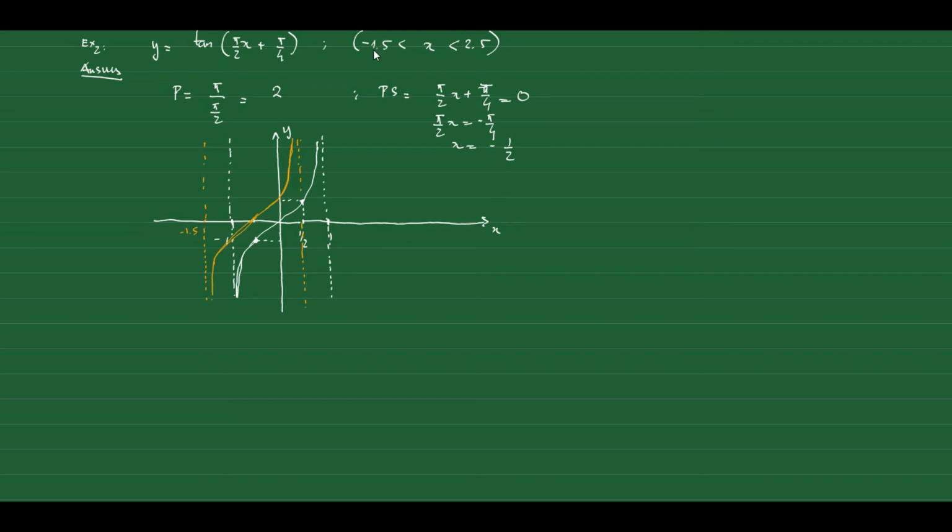But we want to sketch from negative 1.5 to 2.5. So this is 1 right there. 2 will be right over here. 2 will be here, and we have another one, easy to see. So here to here. So the new vertical asymptote will be, this is 1, 2.